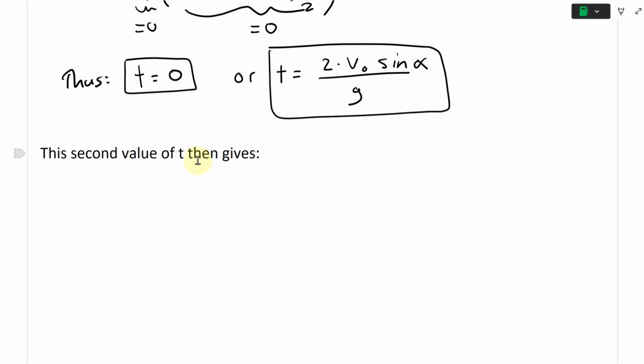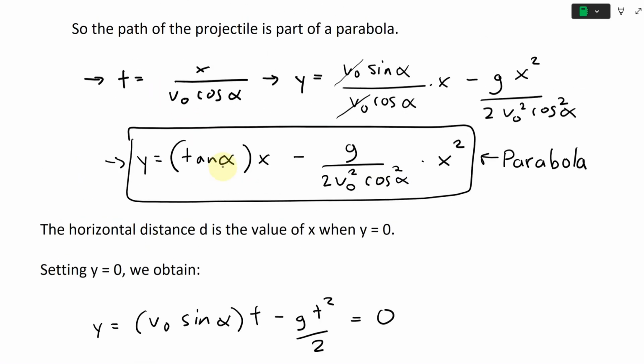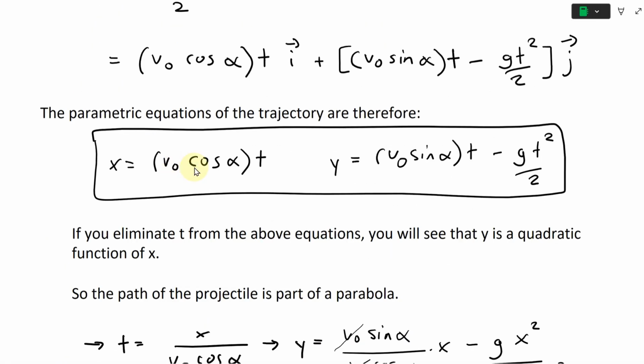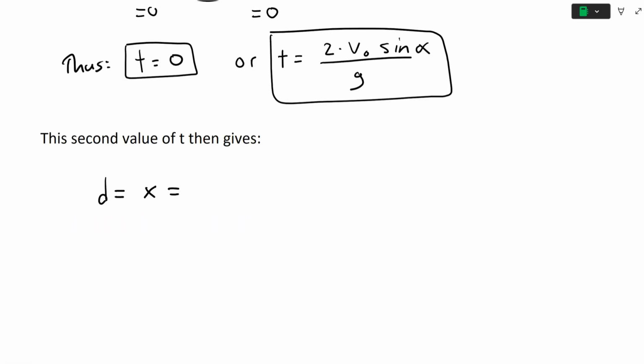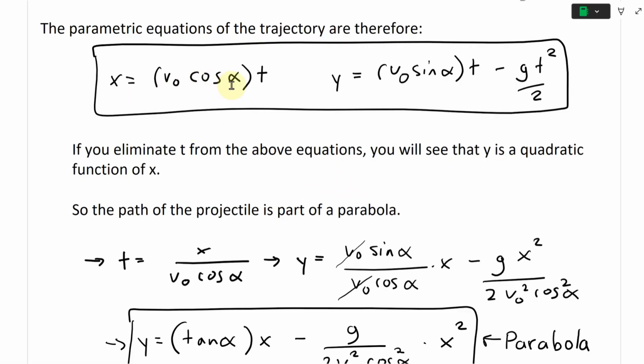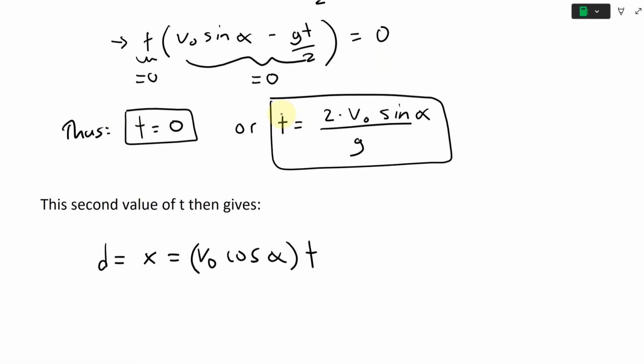All right, so now we'll plug this second value of t in. So d, the distance, is just the x component. Where's the parametric equation? It's v naught cosine alpha, then times t. So v naught cosine alpha t, and then throw this whole thing inside there.